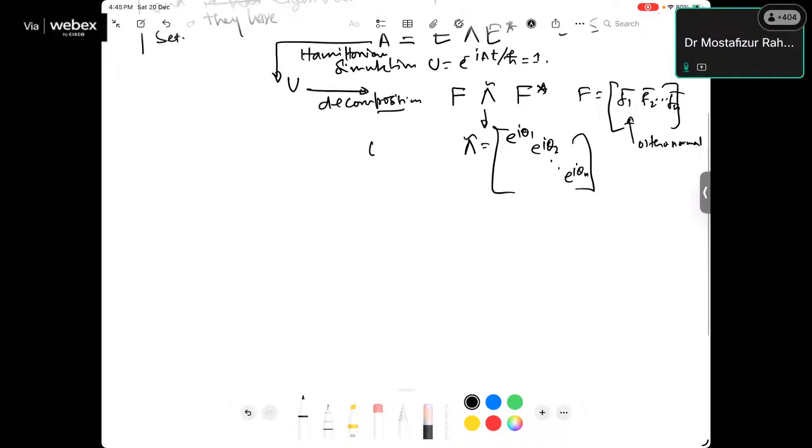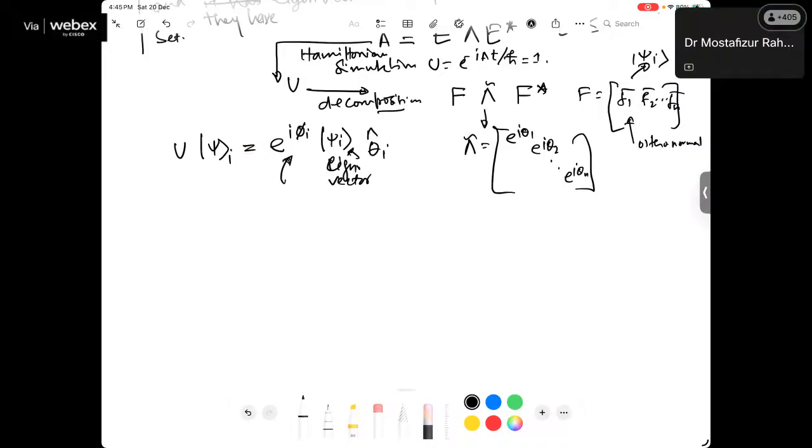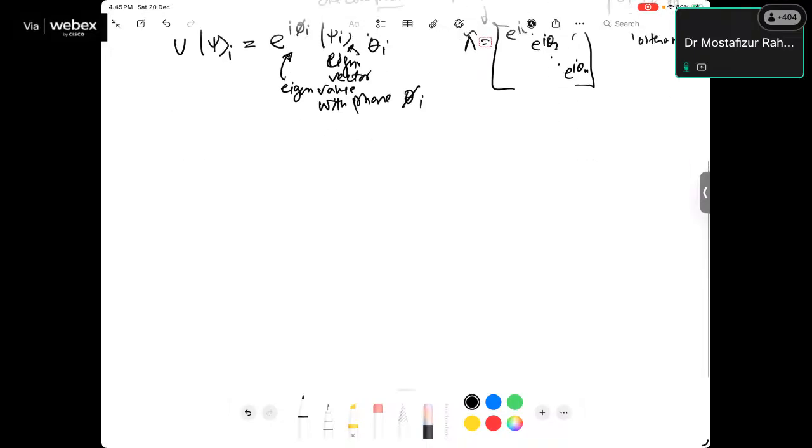And our objective is to estimate this theta i, right? Suppose given this U of psi i, where psi i is your F i here, F1 is psi 1, psi 2, and so on. And our equation is U psi i equals e to the power i phi i psi i. So this is my eigenvector, this part, and this is my eigenvalue with phase theta i, whatever it is. And I need to estimate this phi i or theta i.